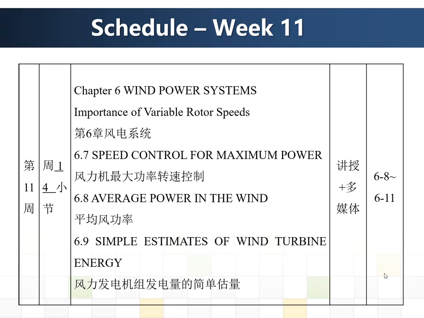Week 11 presents Chapter 6.7 to 6.9. 6.7 is speed control for maximum power. 6.8 is average power in the wind. 6.9 is simple estimate of wind turbine energy.